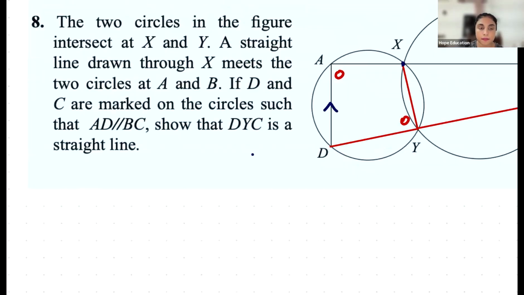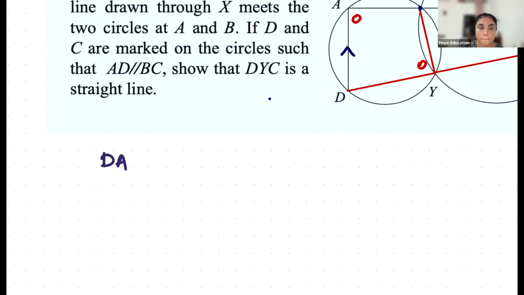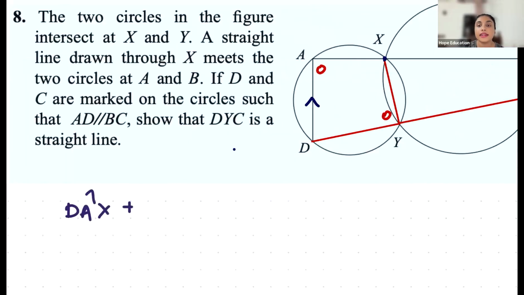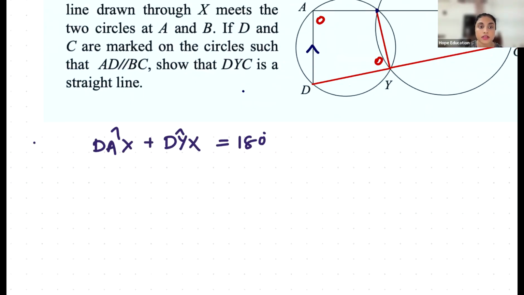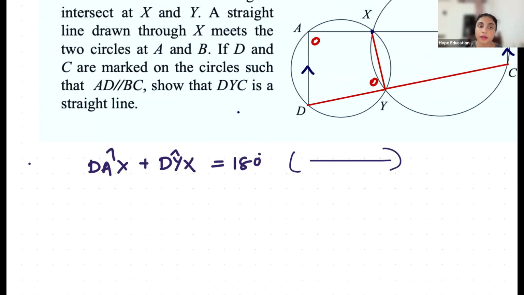DAX plus DYX equals 180. You can write the reason as opposite angles of a cyclic quadrilateral are supplementary. The reason is the same: opposite angles of a cyclic quadrilateral are supplementary.